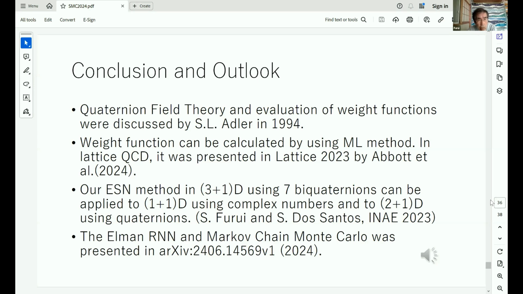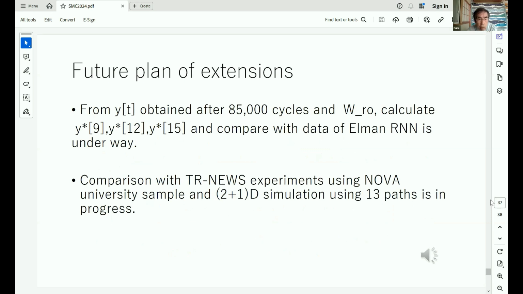So for the future, from the output vector YT obtained after 85,000 cycles and WRO matrix, we can calculate the optimal Y star 9, Y star 12, Y star 15, and compare with data of the Elman recurrent neural network. And it is underway. And comparison with TR news experiments using Nova University samples and 2+1 dimensional simulation using 13 paths is in progress. That is all.